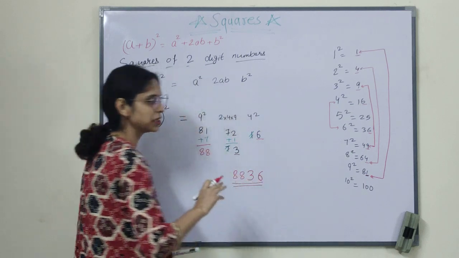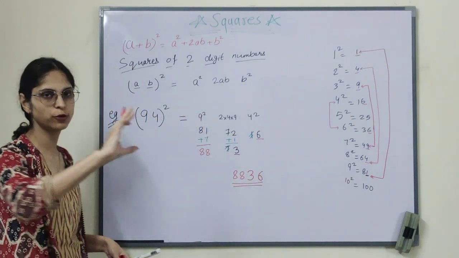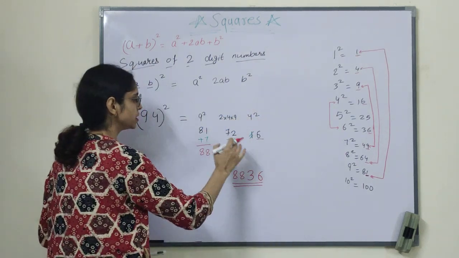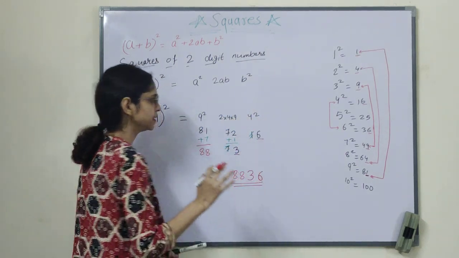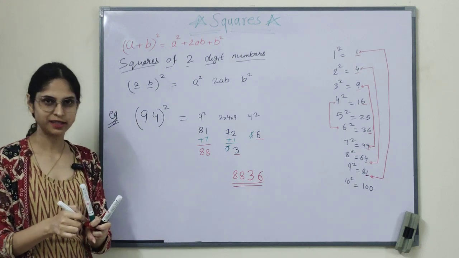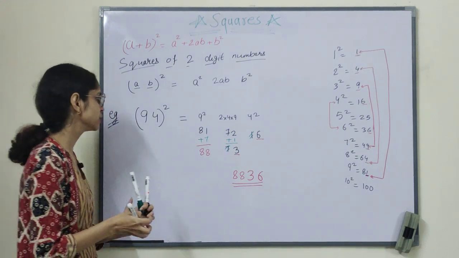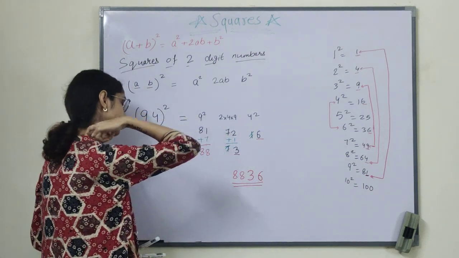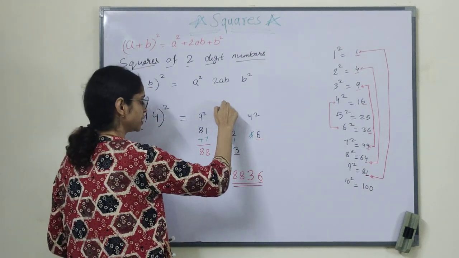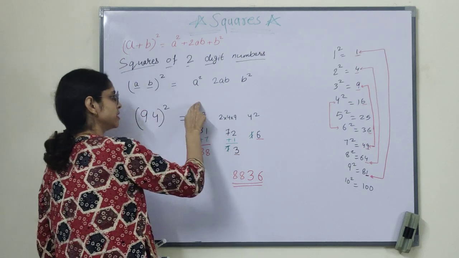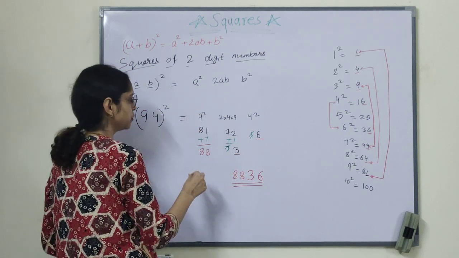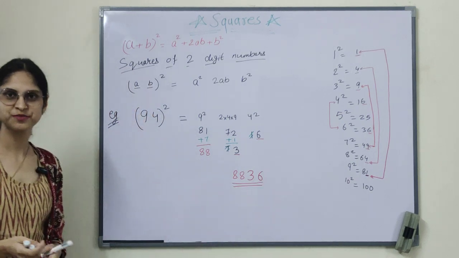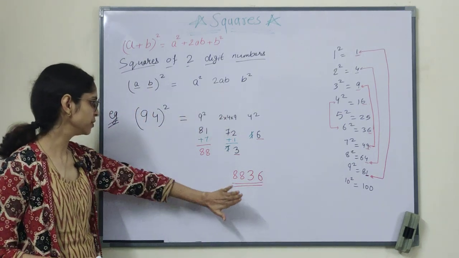There is no need to multiply the numbers together. You don't have to do 94 times 94. No. You just have to do this method. It's super easy. Alright. And it's space effective as well. So 4 square is 16. You write 6 and then you bring 1 as a carry. Then 2 times 4 times 9 is 72. 72 plus 1 is 73. You write 3. 7 comes as a carry. 9 square is 81. 81 plus 7 is 88. So 8836 is your answer. Alright. So that is it.